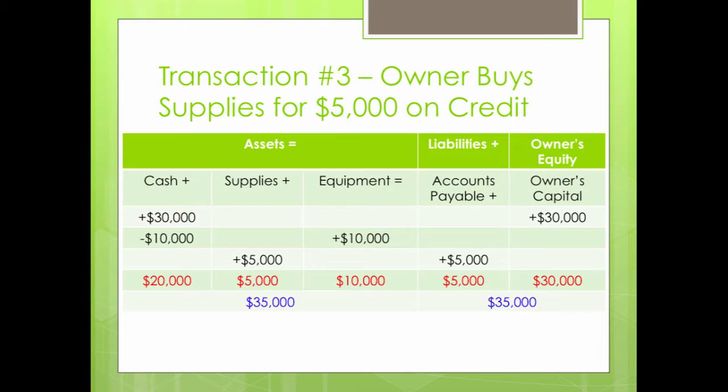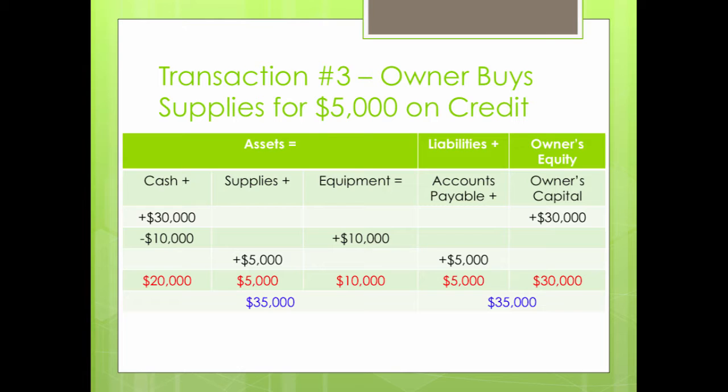This is why this is only the foundation of accounting. It gives you a perspective on the accounting process, but later in the chapters you will learn more efficient ways to keep the recording process going. So let's just continue for now, since this is what you have to learn for this chapter. Let's continue with the next transaction. And the next transaction is the owner buys supplies on credit for $5,000.